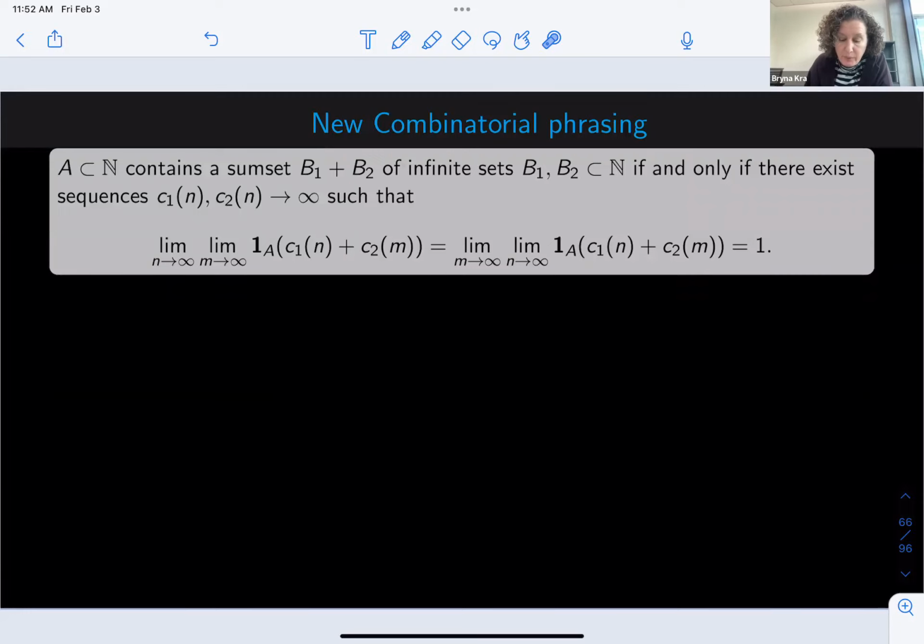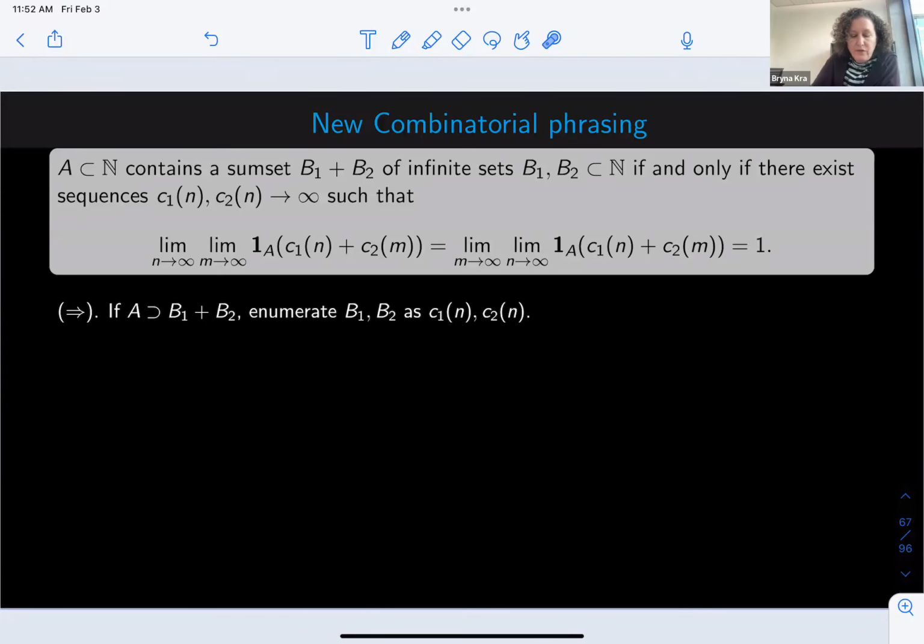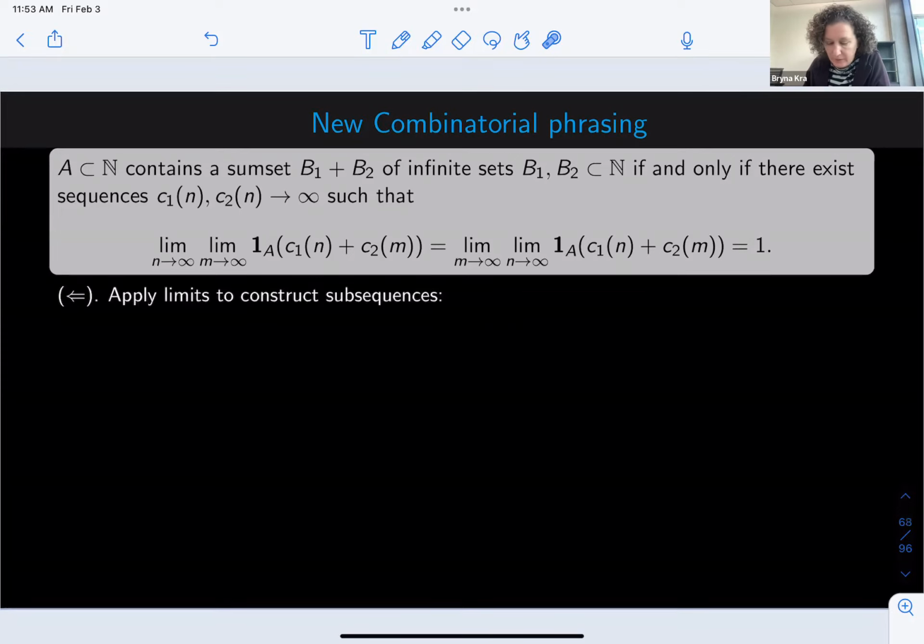So in other words, if we could prove this combinatorial rephrasing here, you immediately get the sum set theorem that we were looking at. And the advantage I like of this combinatorial phrasing is that it tells us exactly what to look for as to where to interchange the limits and how to do that. I haven't gotten to phrasing it dynamically yet. So one direction is if you contain a sum set, then you just enumerate the elements of that sum set and you get the sequences C1 and C2. Okay, so there's nothing to do.